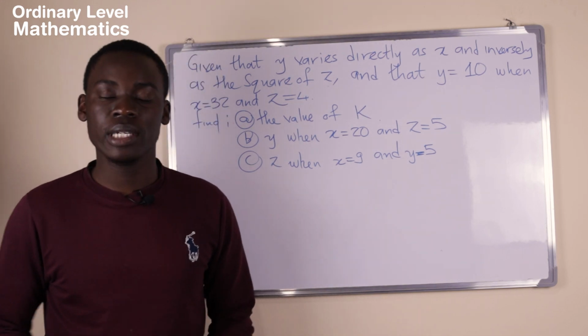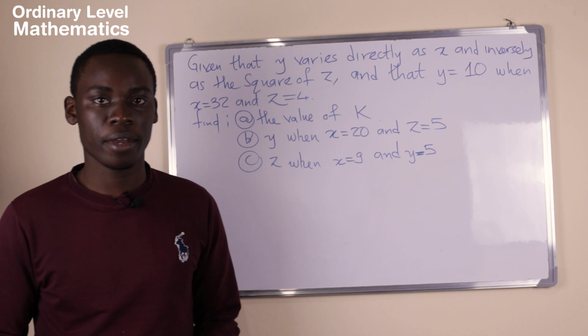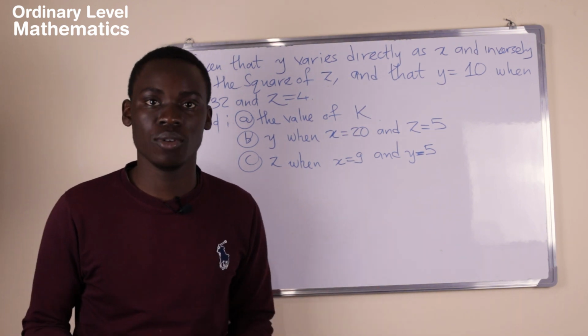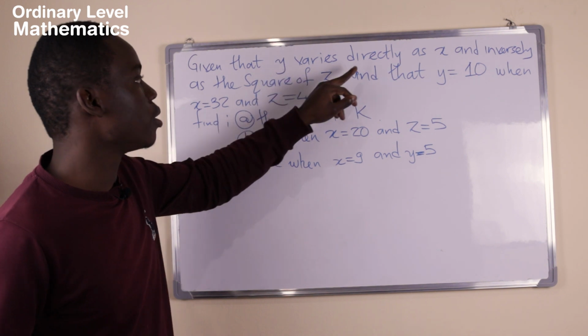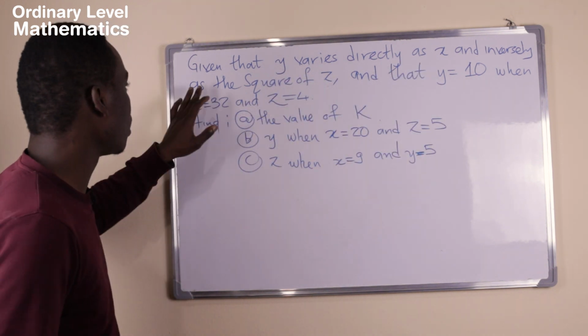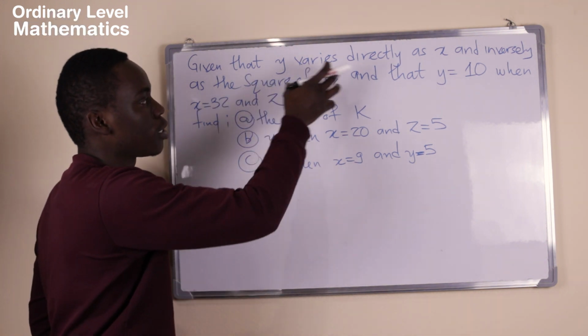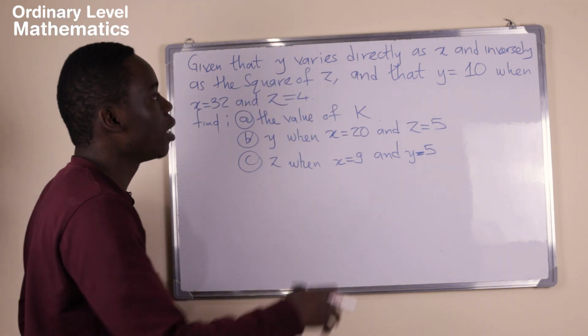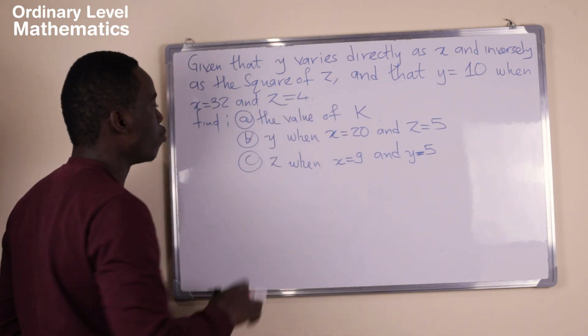Welcome to another video, and in this video I'm going to solve questions that have to do with constant variations, or rather variations in general. In our case here, we're given that y varies directly as x and inversely as the square of z, and we're going to express this in the form of an equation, and that y is equal to 10 when x is equal to 32 and z is equal to 4.